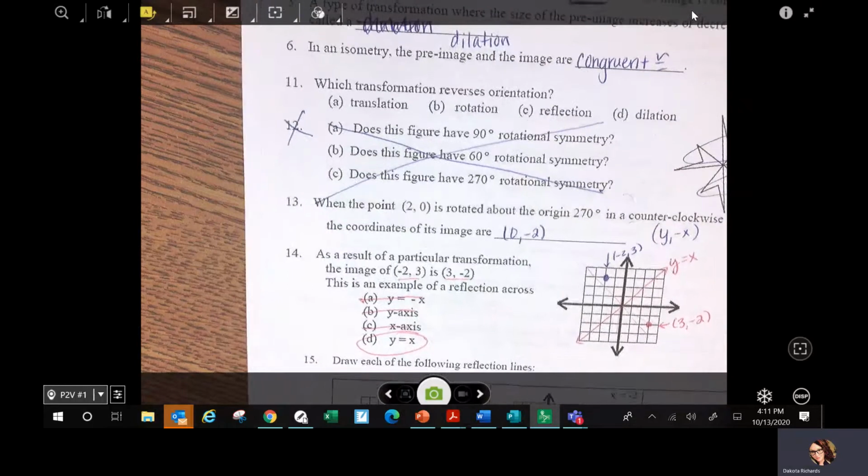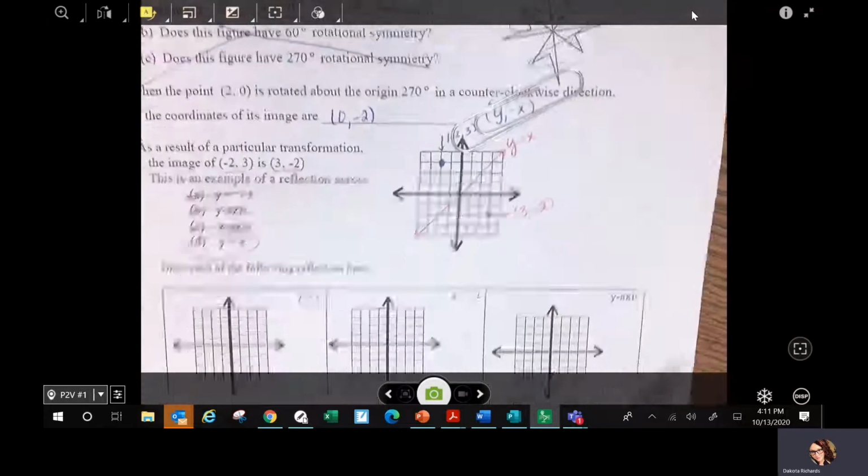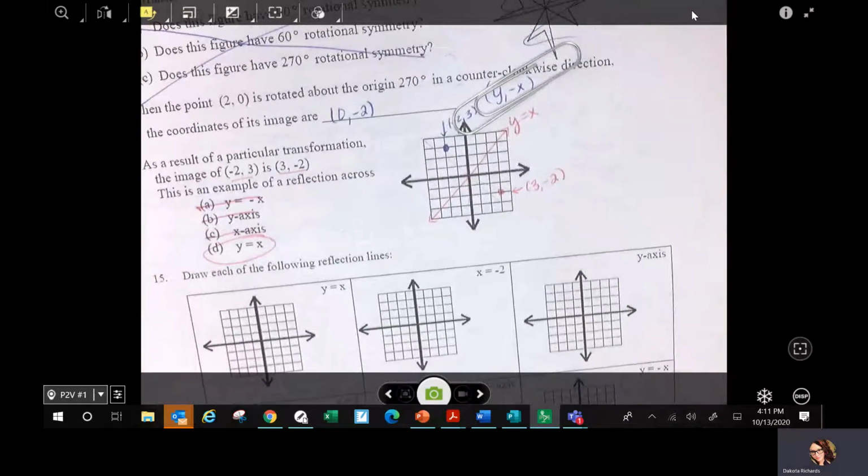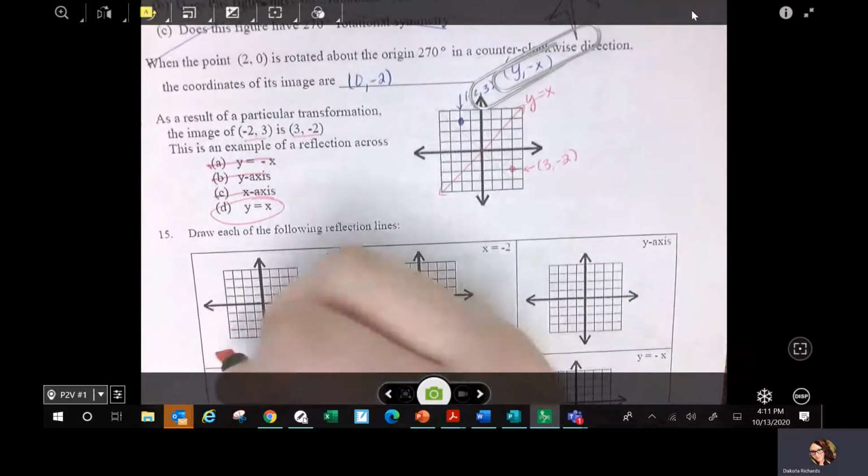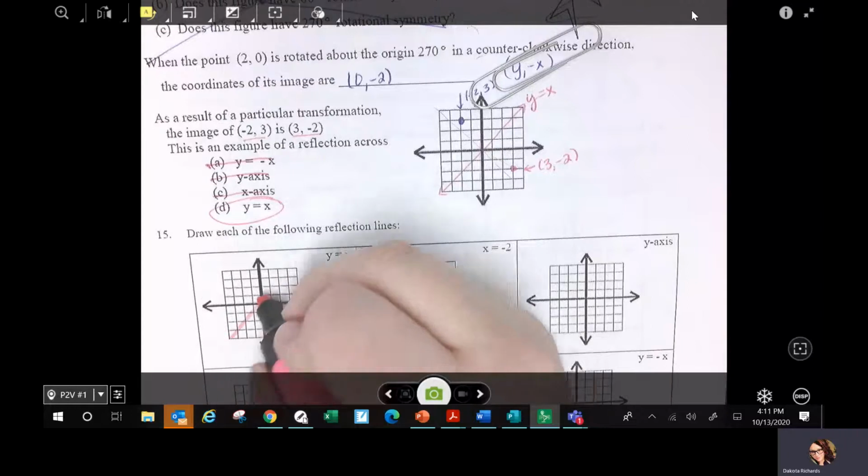Right. On 15, I'm actually going to try to use a highlighter so you can see that a little bit better. So it says for 15, draw each of the following reflection lines. I'm only going to do a few. So y equals x, that's the one we did. That's going to be this diagonal line right here.